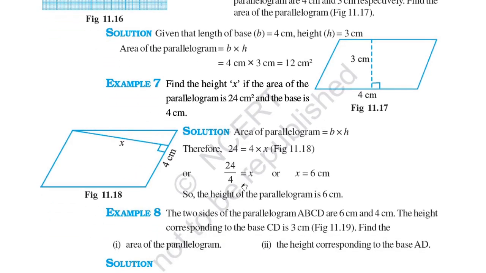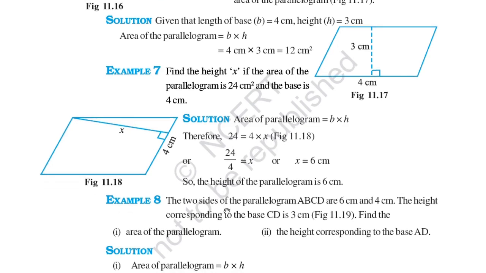So the solution will become: area of parallelogram is base into height. So area is equal to 24 is equal to 4x. You can see in figure 11.18. So x becomes 24 upon 4, that is 6 cm. So the height of the parallelogram is 6 cm.